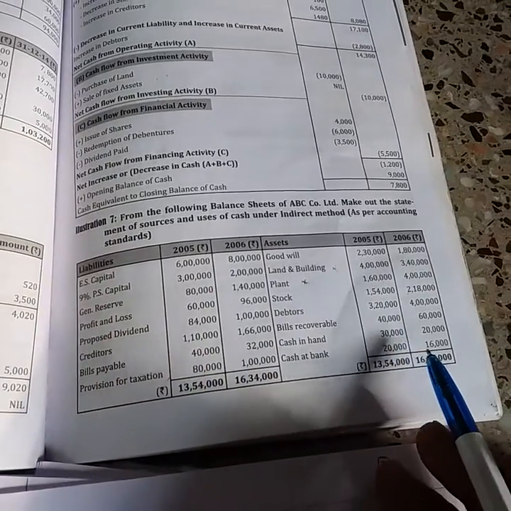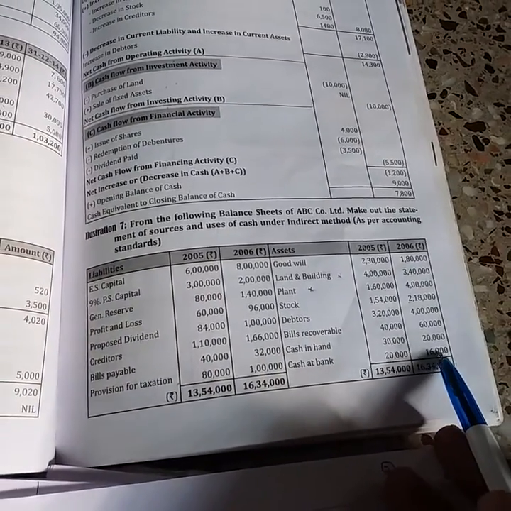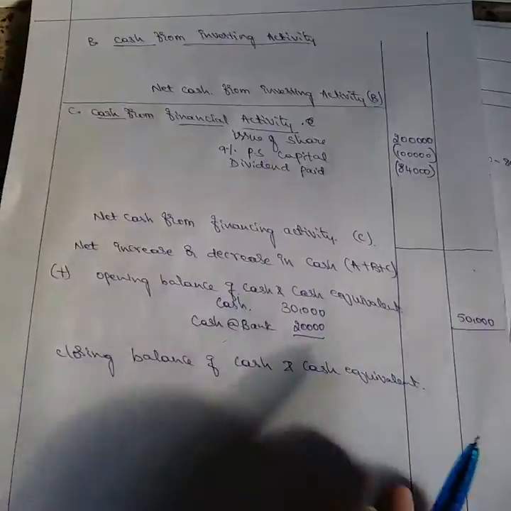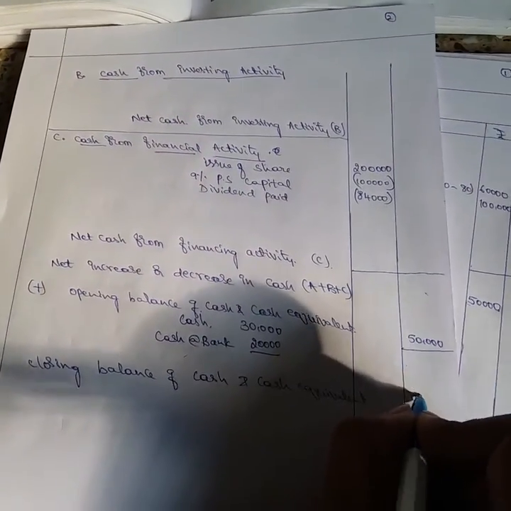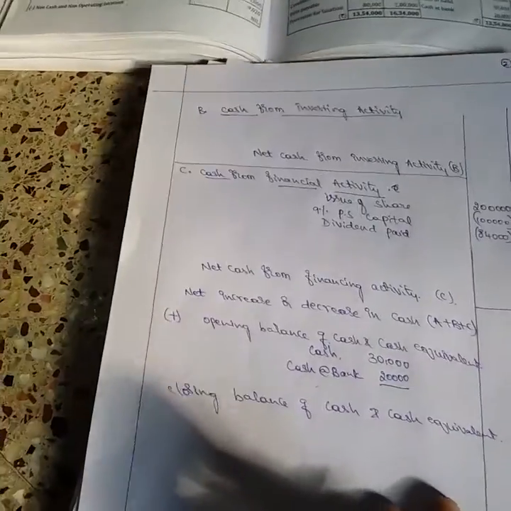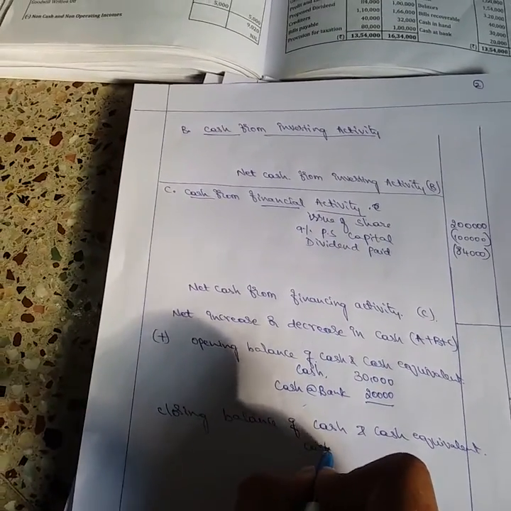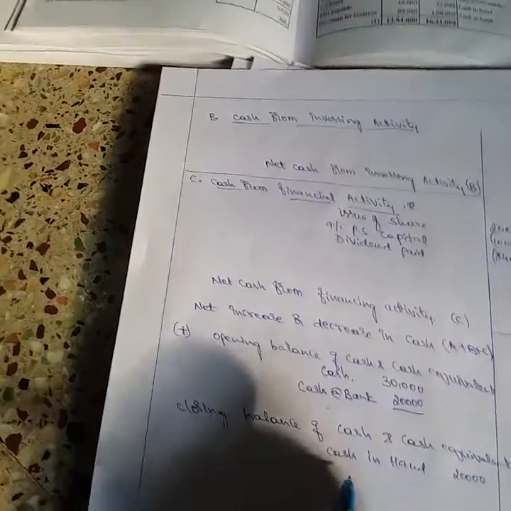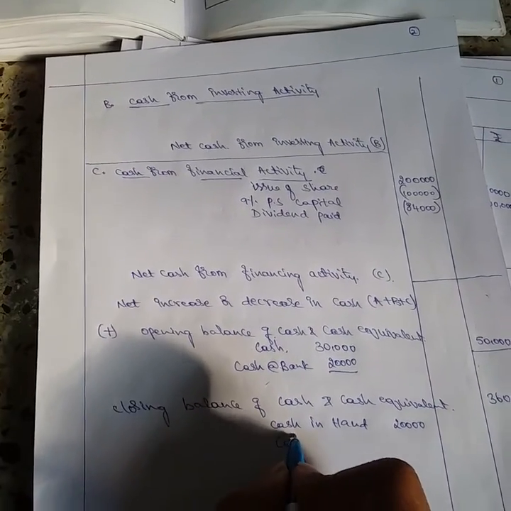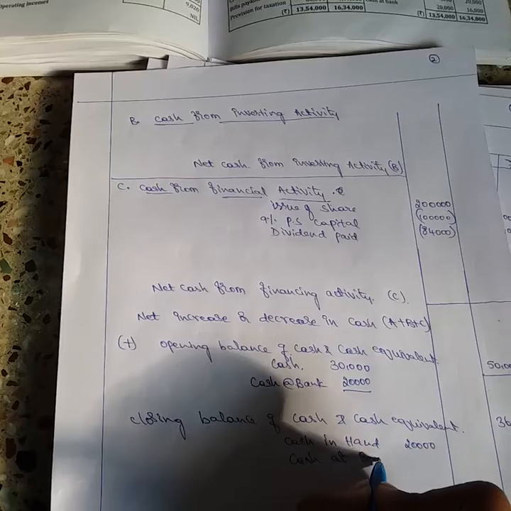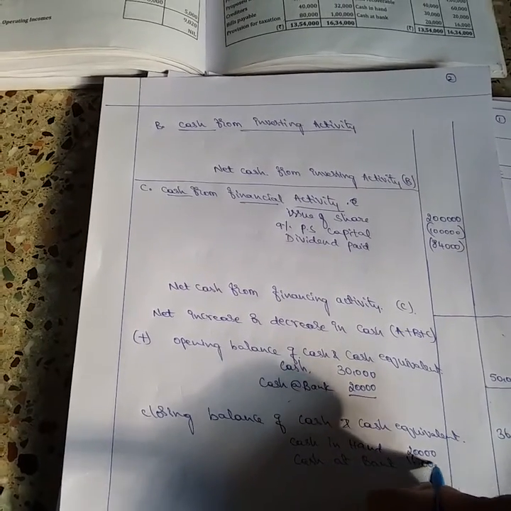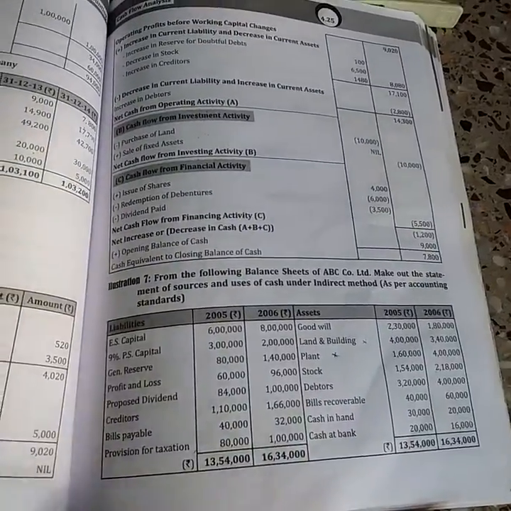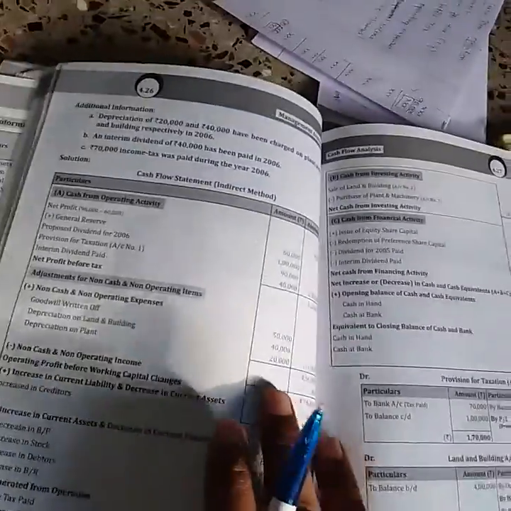Opening balance is taken. Closing balance of cash and cash equivalent is 20 plus 16, 36,000. So 36,000 will be the final answer. So how come this 36,000? Cash in hand 20,000 and cash at bank 16,000. Total 36,000. We have finished balance sheet. Next, we'll do adjustments one by one.